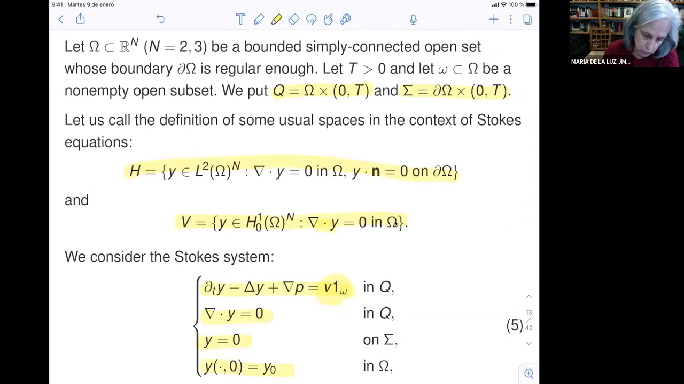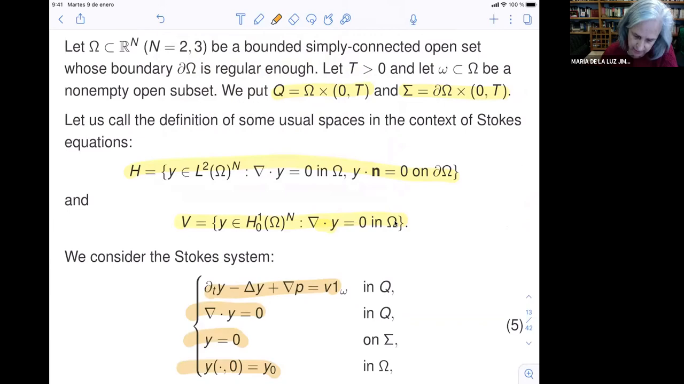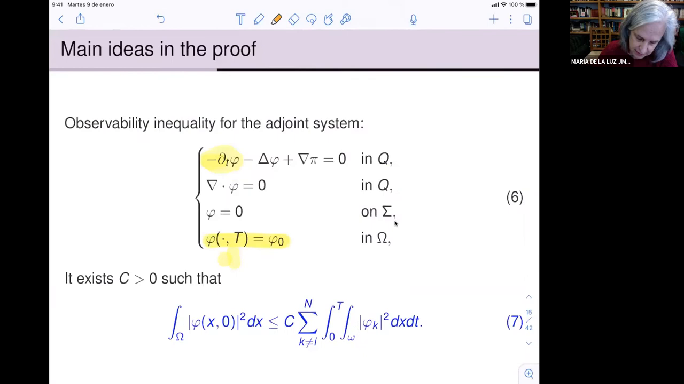So to this one, okay? It is well known that the null controllability of my system 5 here is equivalent to proving this observability inequality. Here you can see that I put this k different from i, because I am only using some of the components of the Stokes solution, the adjoint Stokes equation, okay? I am not using all the components, but all but one, okay?